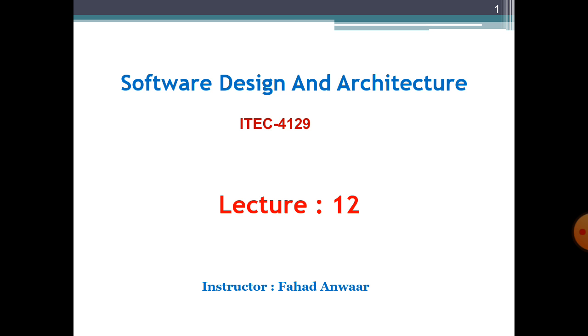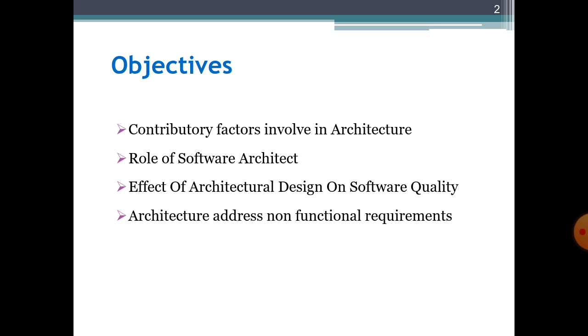So let's start the formal discussion of our lecture number 12. Students, these are the brief objectives of today's lecture. In this lecture we will see the different contributory factors involved in software architecture, then the different roles of a software architect, and then how architecture addresses the non-functional requirements and how it can affect software quality as well.